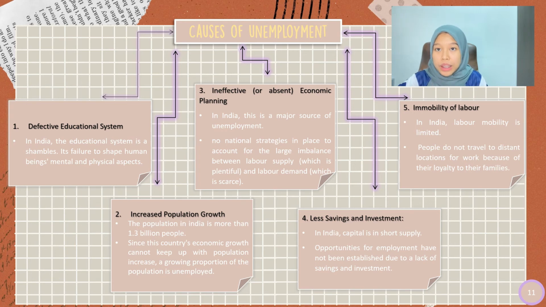Fourth, less saving and investment. In India, capital is in short supply. Opportunities for employment have not been established due to the lack of saving and investment. Lastly, the reason that causes unemployment is immobility of labor. In India, labor mobility is limited. People do not travel to distant locations for work because of their loyalty to their families.